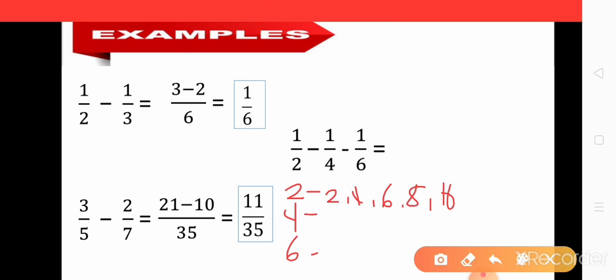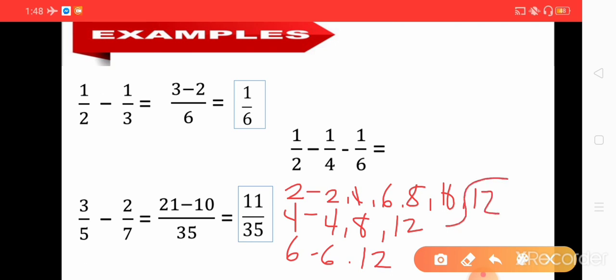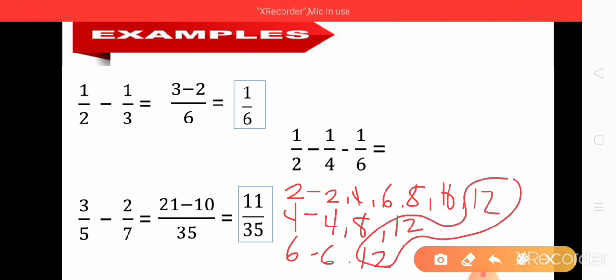Next, 4. 4 times 1 will give you 4. 4 times 2 will give you 8. 4 times 3 will give you 12. And so on. Next, 6 times 1 will give you 6. 6 times 2 will give you 12. So, wala pa rin magkakapareho sa tatlo. Then, continue. 2. 2 times 6 will give you 12. So, ayan. 12, meron silang tatlo.